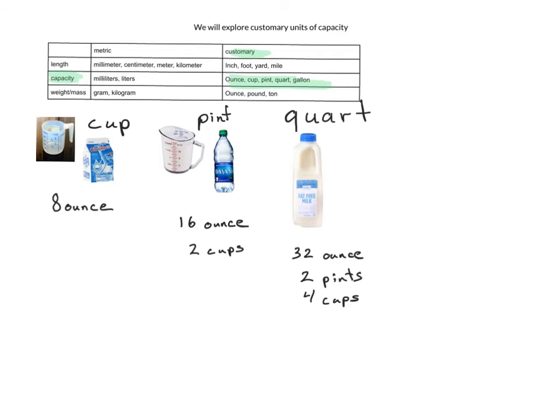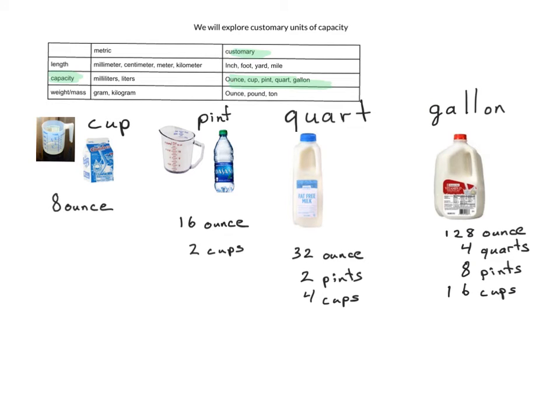So a cup is small. A cup is 8 ounces. It's also the size of the container of milk that you get at school, which is also called a half pint. A pint is 2 cups. Many water bottles are about a pint. A quart is 32 ounces and is equal to 2 pints or 4 cups. A gallon is 128 ounces, 4 quarts, 8 pints, or 16 cups. A gallon is the large container of milk.